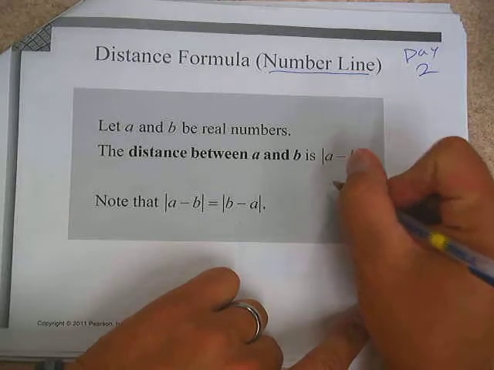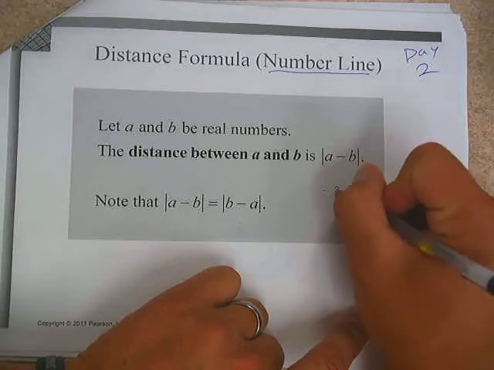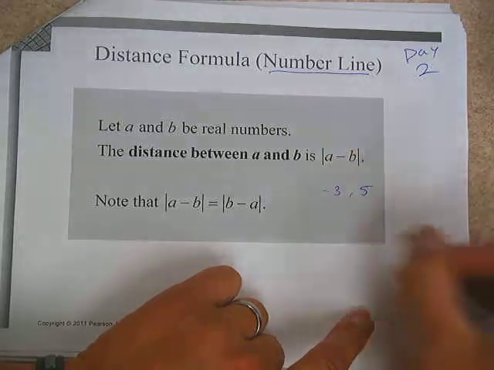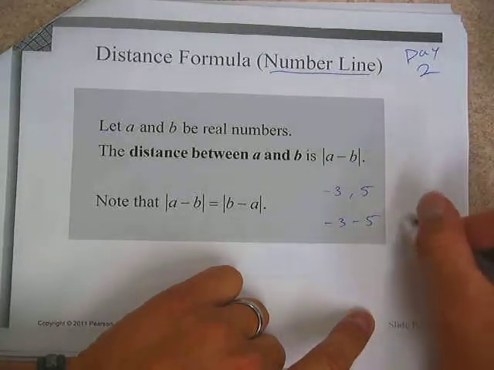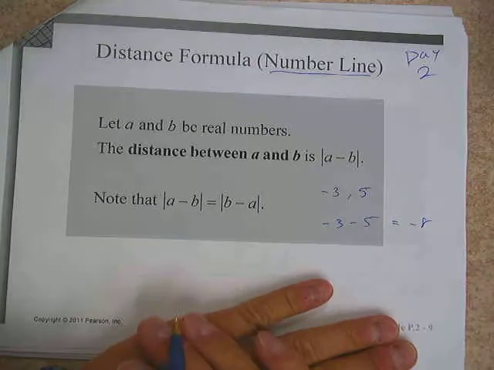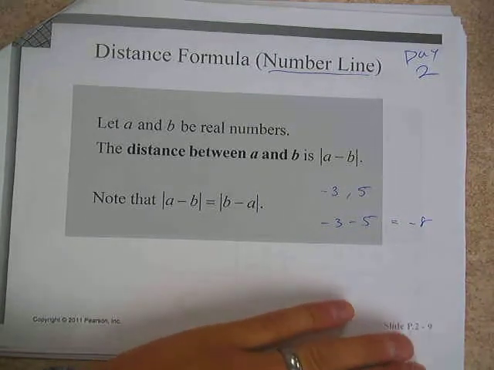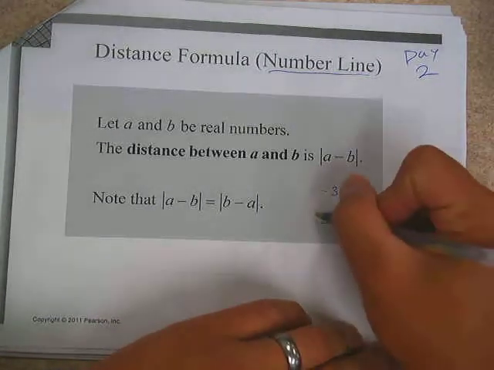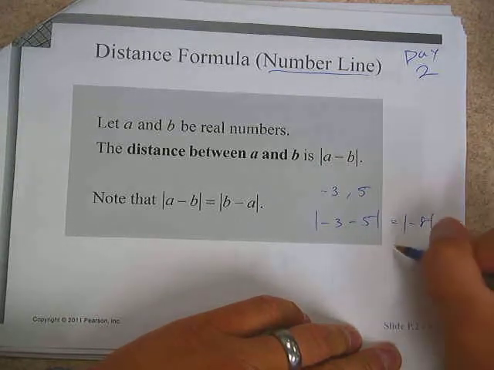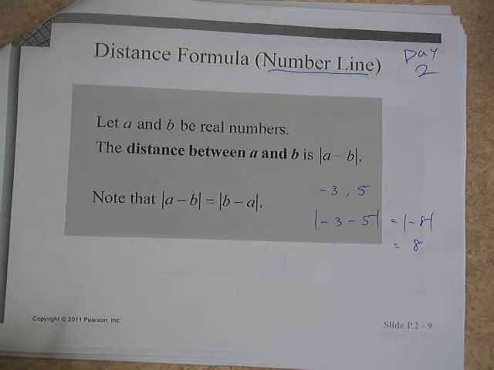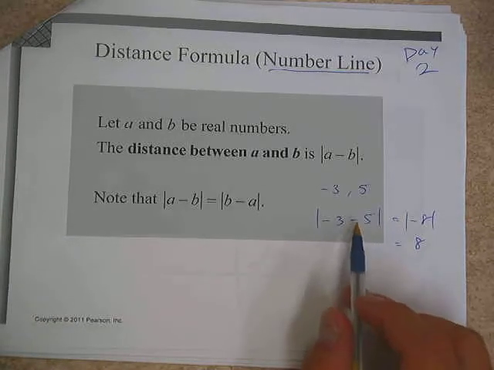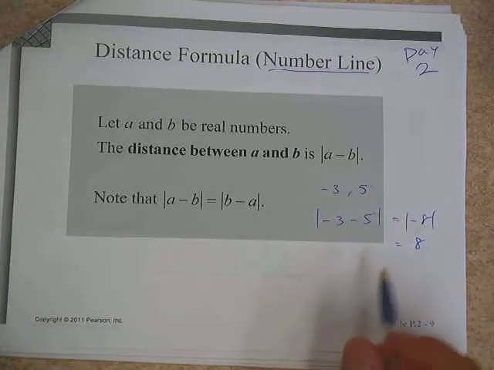Because if we had two numbers on the number line, say -3 and 5, and we did -3 minus 5, we of course get -8, which is not a valid distance because a distance is always positive. However, if we take the absolute value of the result and get 8, then that does describe how far apart -3 and 5 are on the number line.